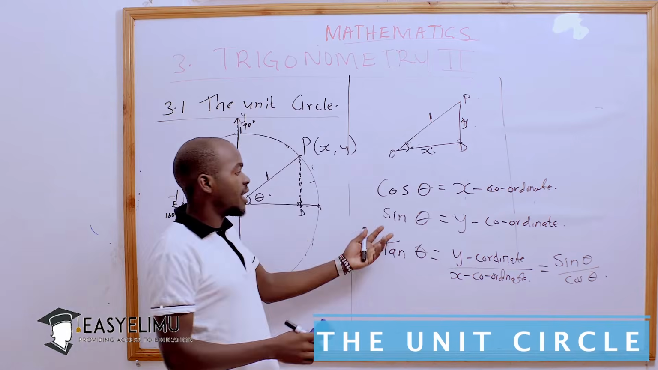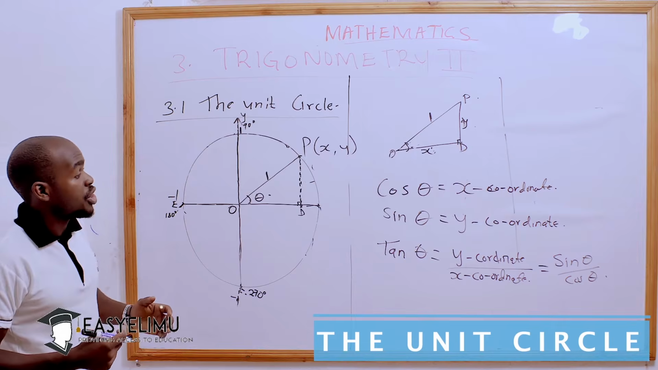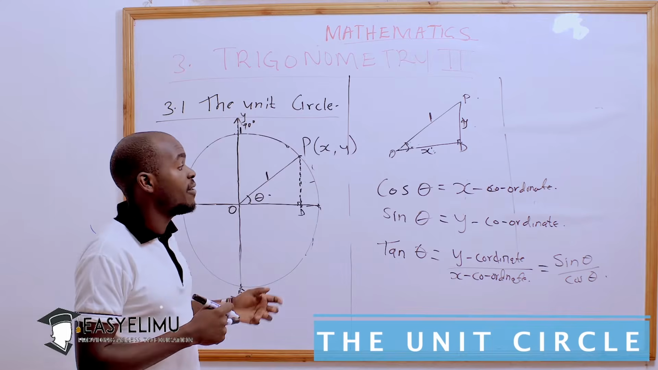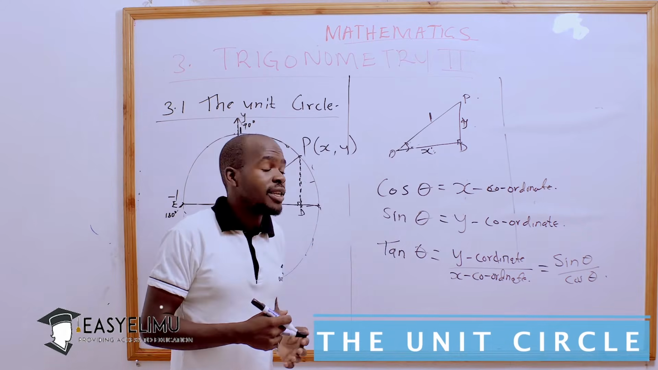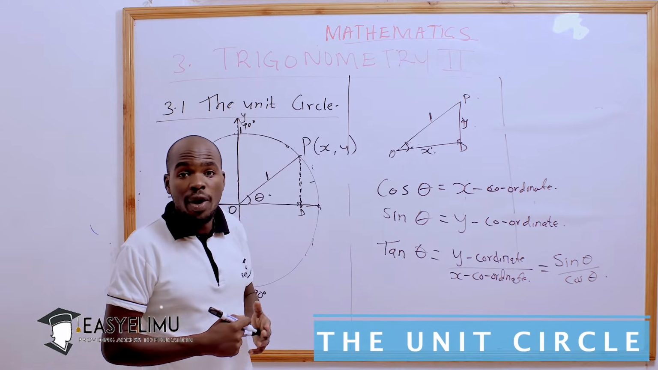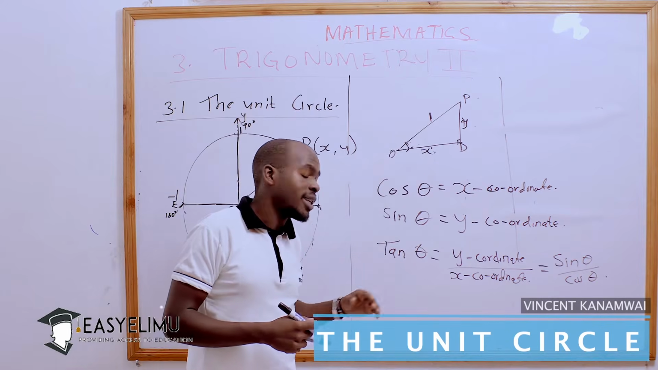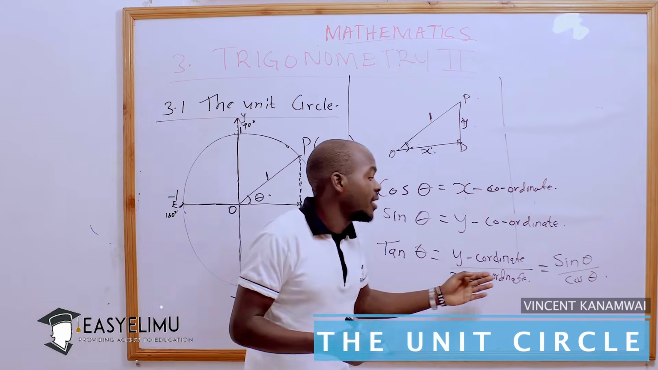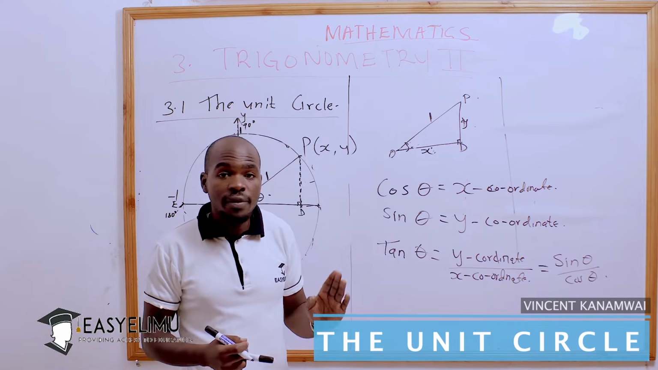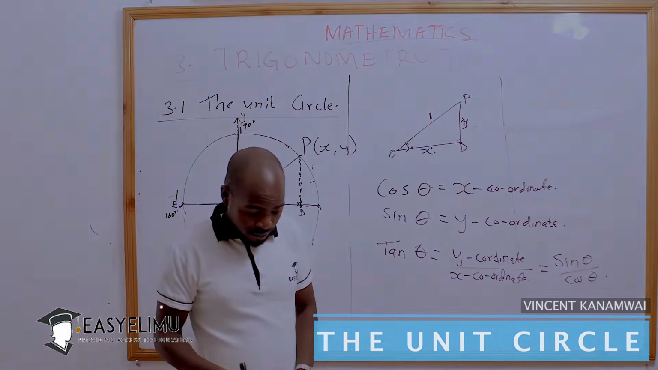So we can say in general that if you want to find the coordinates of a given point which is subtended by an angle theta in a unit circle, then if it is the x coordinate, it is cos of that angle, and if it is the y coordinate you are required to find, then it will be sine of that angle. And if you need the tangent of that angle, it is the same as taking sine of that angle over the cosine of that angle, or the y coordinate over the x coordinate.